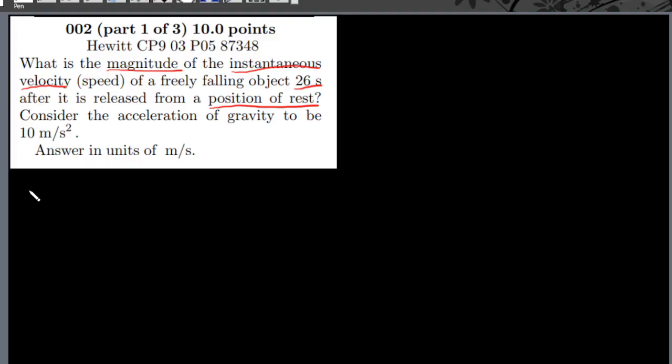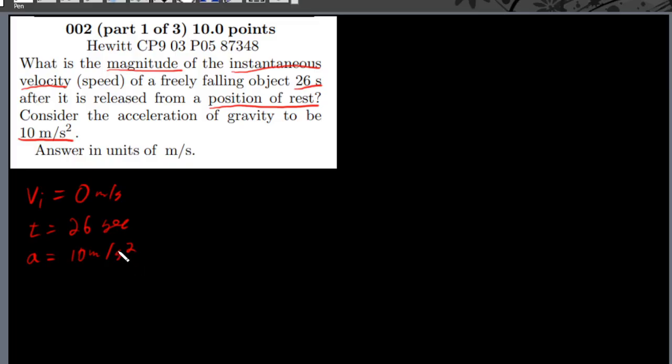Okay, so with all of these things, it looks like VI is 0 meters per second. Our time is going to be 26 seconds. And our acceleration is a rounded value of 10 meters per second squared. This actually is so that you could just do a quick calculation in your head instead of having to drag out your calculator and punch in the numbers.